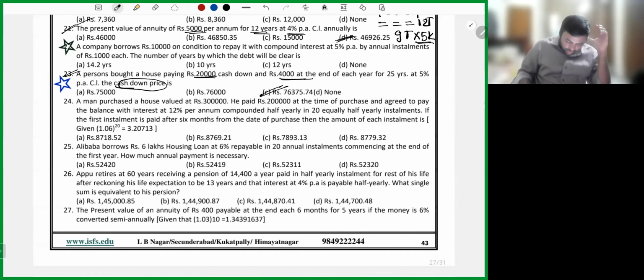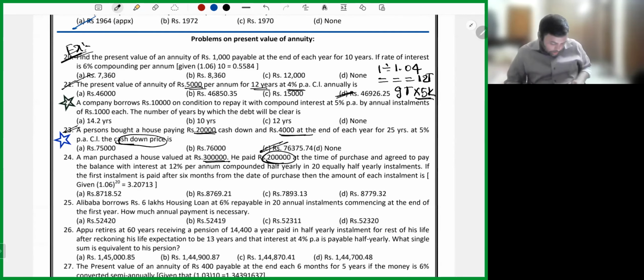Now, question number 74. A man purchased a house valued at 3 lakh. He paid 2 lakh at the time of purchase and agreed to pay the balance with interest of 12% per annum compounded half yearly in 20 equal half-yearly installments. If the first installment is paid after 6 months from the date of purchase, then the amount of each installment is? What is happening? Already you have taken a 3 lakh loan, and you paid 2 lakh rupees. Now see here, let me explain this.